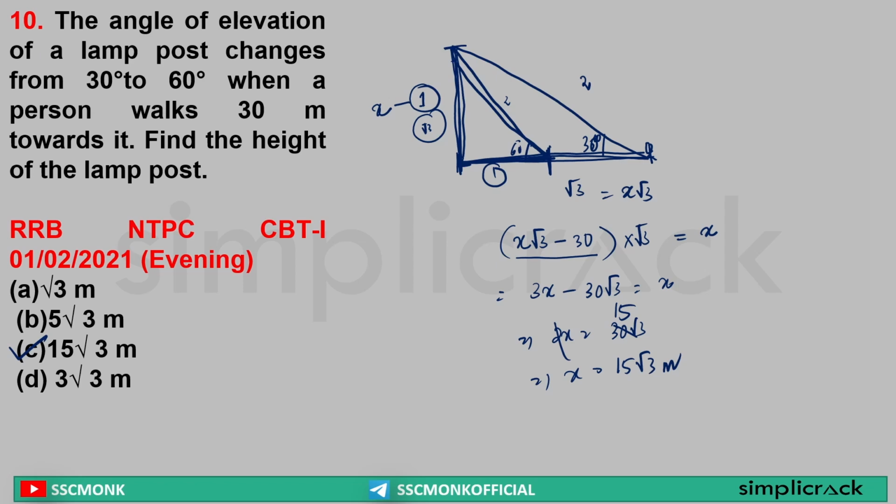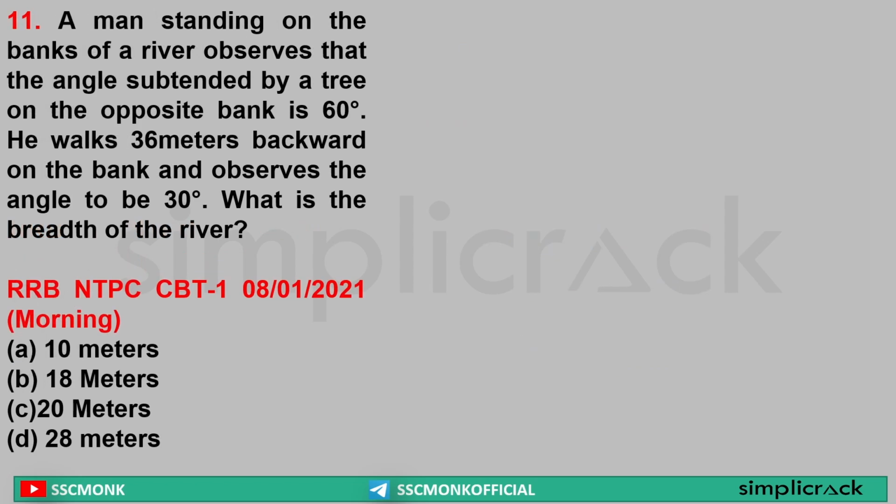Clear? Sorted? Next. A man standing on the banks of a river observes the angle subtended by a tree on the opposite bank is 60 degree. He walks 36 meter backward on the bank and observes angle to be 30 degree. So what is happening? So it is the reverse case. So here is the tree. The man is standing over here. When he is looking at the tree, he is seeing it is 60 degree. Now he is going back, and now when he is looking at the tree, it is making an angle of 30 degree.